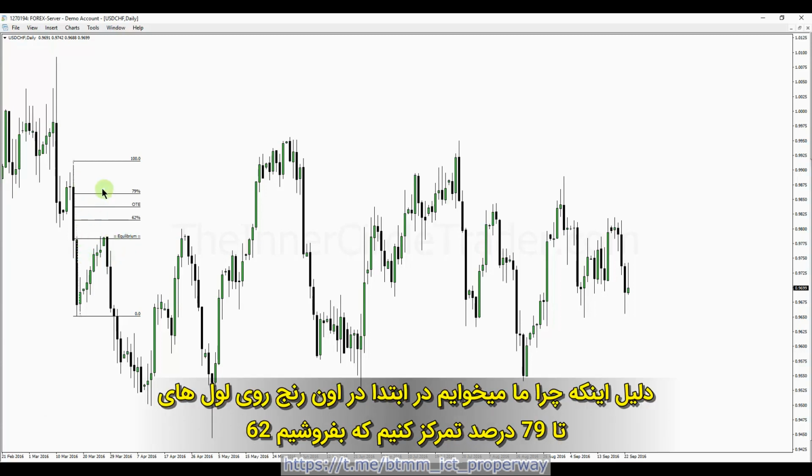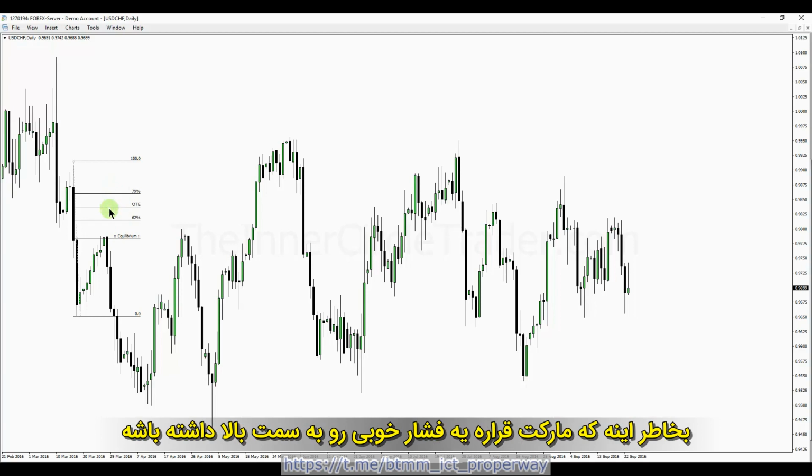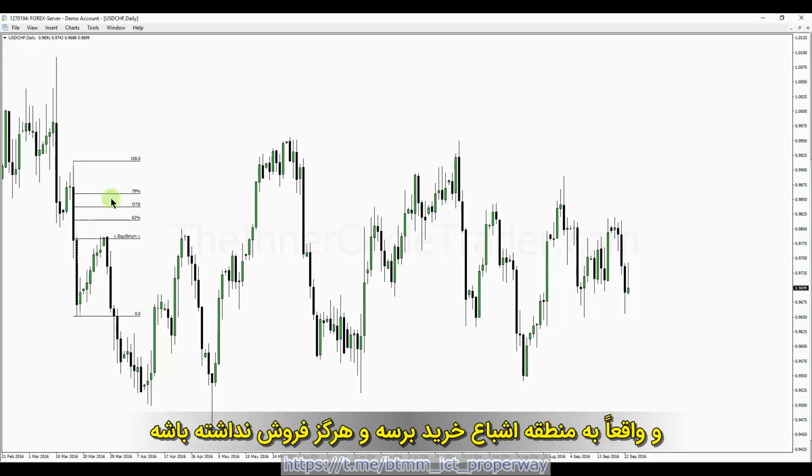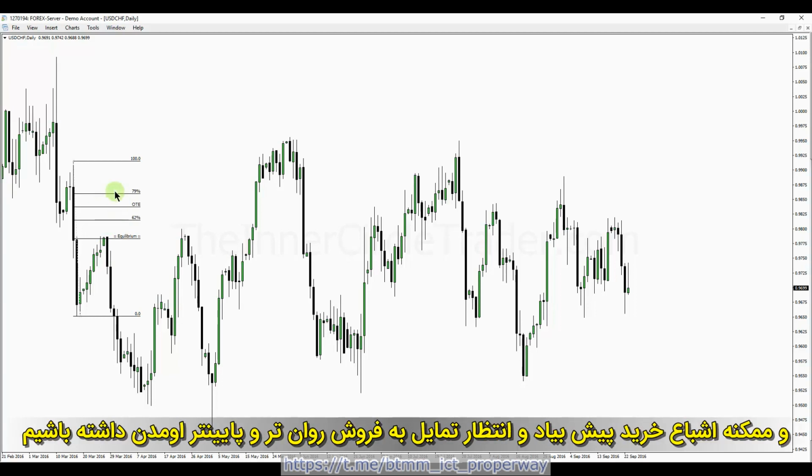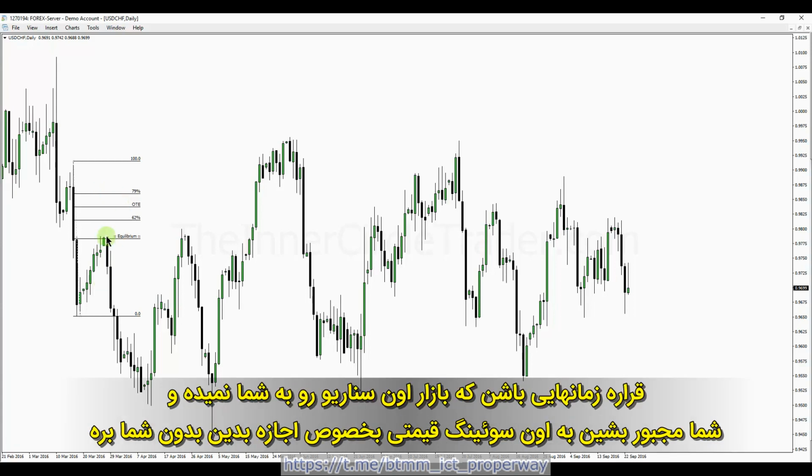The reason why we want to focus primarily on the 62 or 79% retracement levels in that range to be selling short is because the market's going to be really pressed higher, and in terms of overbought and oversold, it would be very overbought, and it would be expecting a willingness to sell softer and go lower. There's going to be times when the market does not give that scenario to you, and you just got to let those particular price swings go without you.